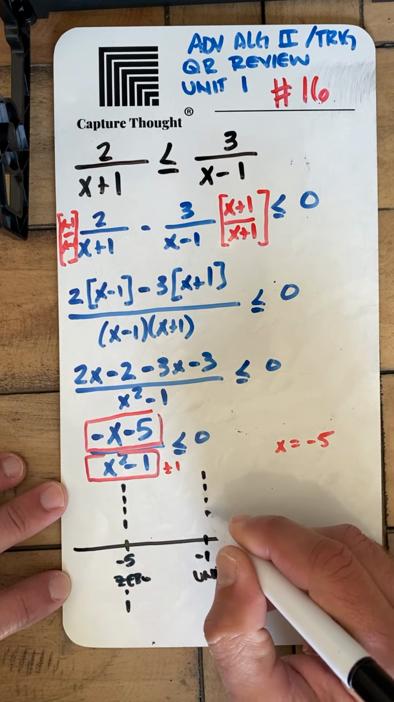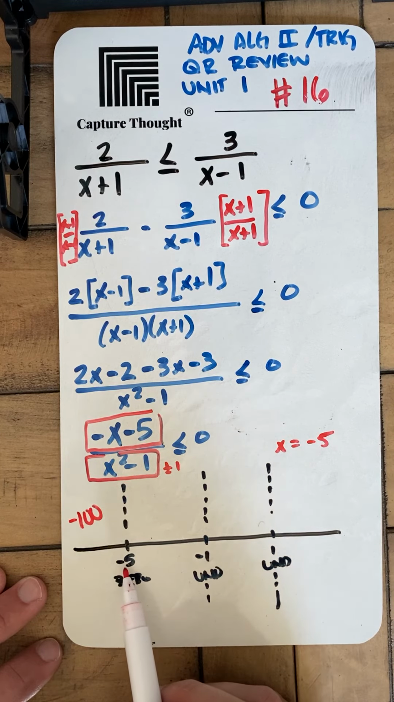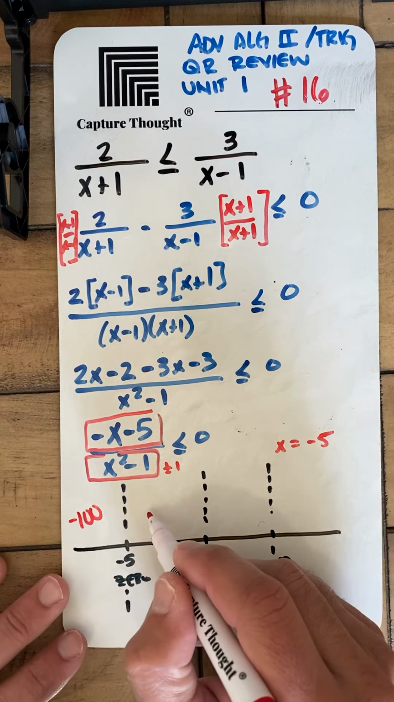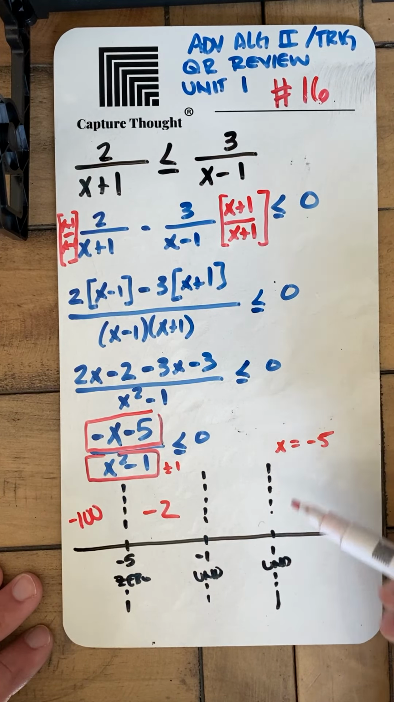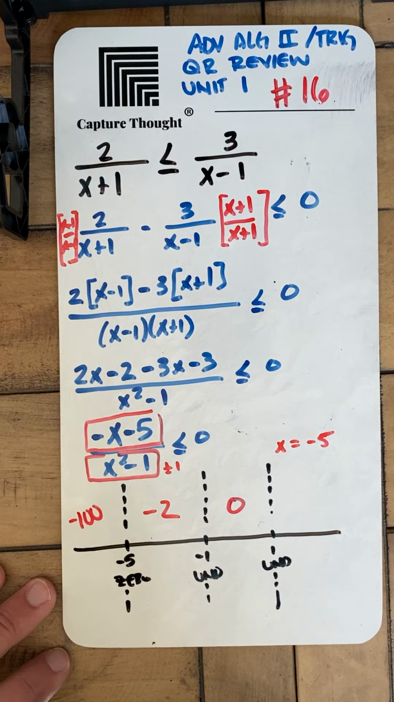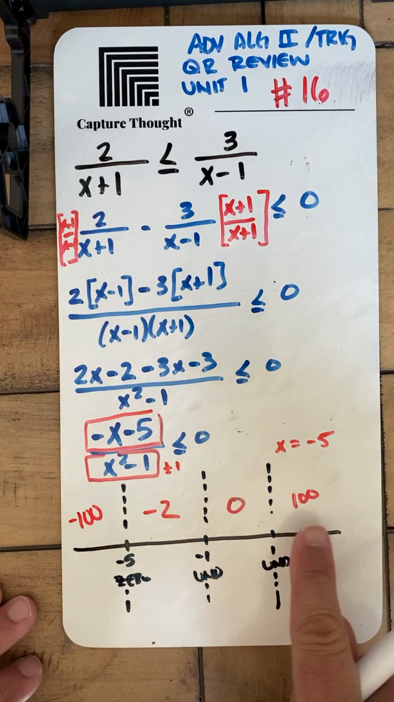So in this region, I have to pick a number that's to the left of negative 5, so I'll do negative 100. In this region, I have to pick a point that's in between negative 5 and negative 1, so I'll pick negative 2. In this region between negative 1 and 1, I'll pick 0. That seems to be the easiest point to pick. And then I need a number that's to the right of 1. So how about 100? So these are my test points.